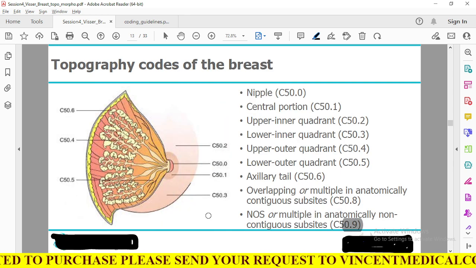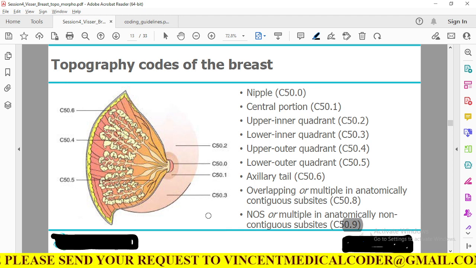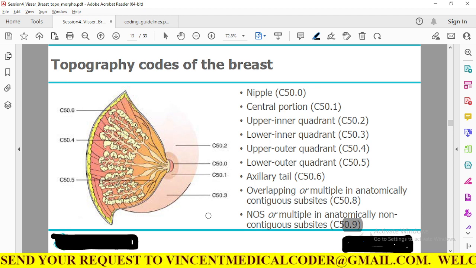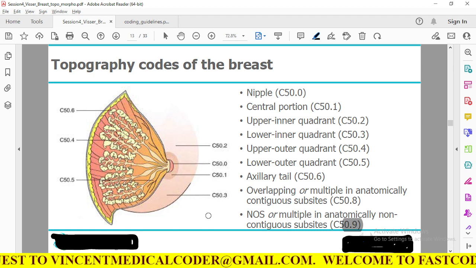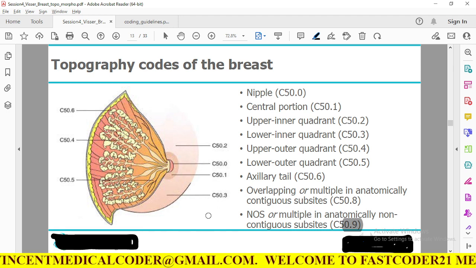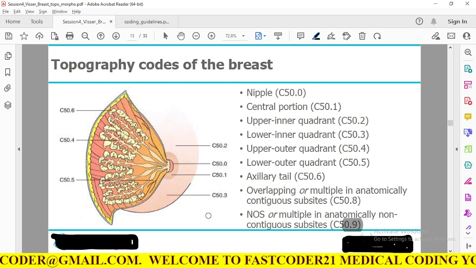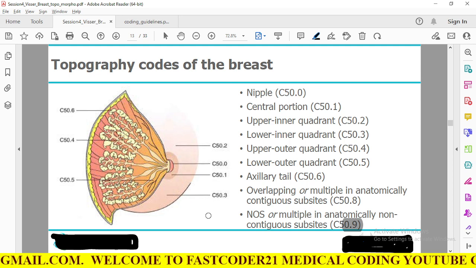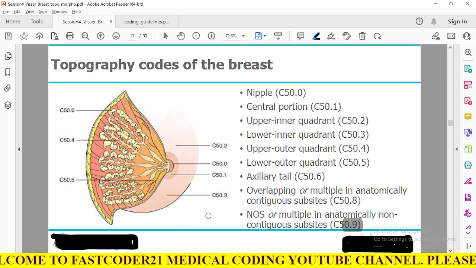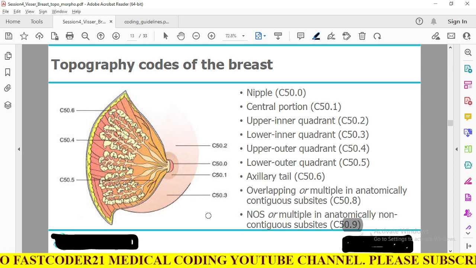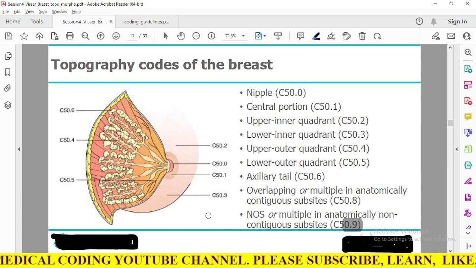So here we have codes for breast cancer based on the site. If you see the nipple, we have code C50.0. If you take the central portion, we have C50.1. If you take the upper inner quadrant, C50.2, and like that we have C50.3, C50.4, C50.5 and C50.6. If the breast has multiple anatomically contiguous subsites, we need to assign C50.8. For multiple anatomically non-contiguous sites, we need to assign C50.9.